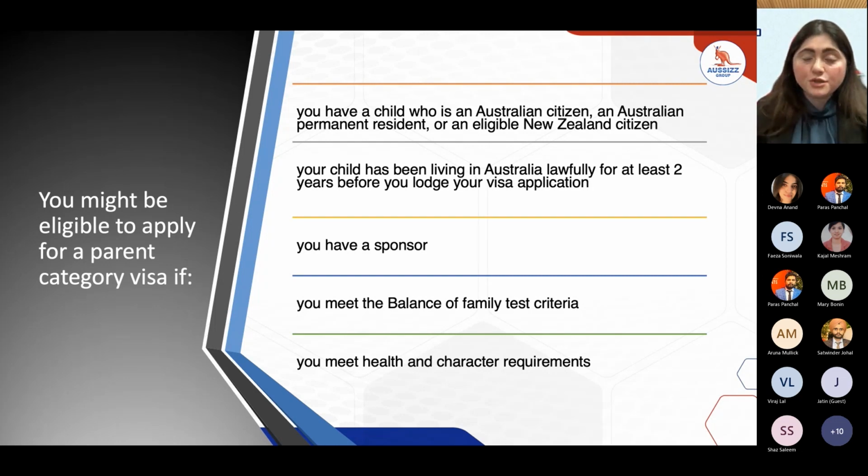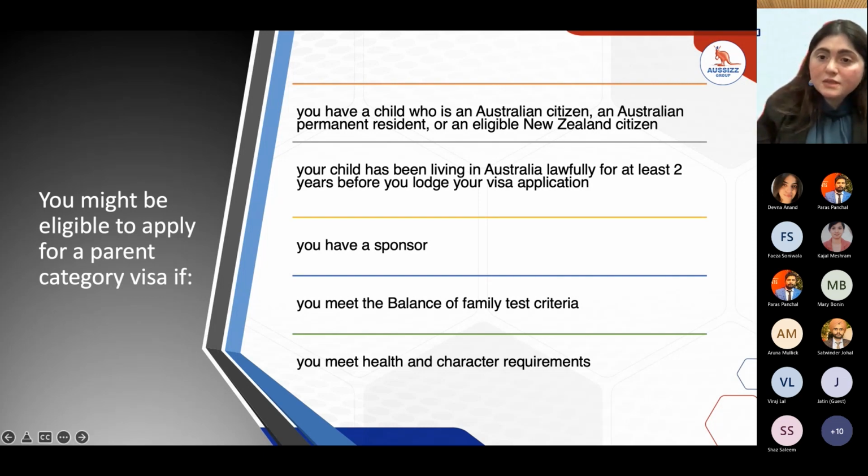So for example, if your mother is an applicant, your mother should have a child who is an Australian citizen or permanent resident or an eligible New Zealand citizen. Everybody is aware of the citizen and resident criteria. However, if you're an eligible New Zealand citizen, which I'll talk about, then you are eligible to sponsor your parent. Your child has been living in Australia lawfully for at least 2 years before you lodge your application.